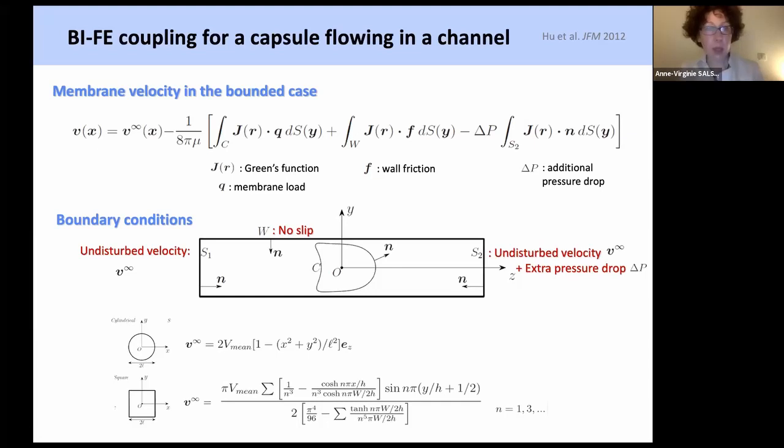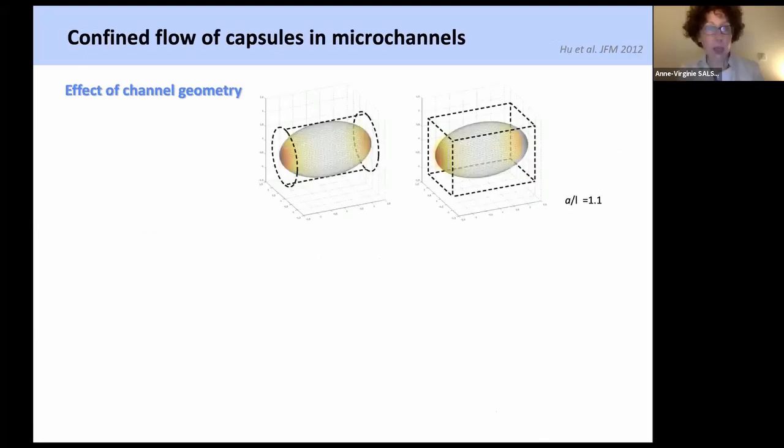So now let's look at the results. Here I'm showing you a comparison between a simulation in a cylindrical channel and a simulation in a square channel on the right. It will be interesting because experimentally we can use both. Either we use small cylinders, which can be glass capillaries, or we use microfluidic channels. And as you know, because of soft lithography techniques, we always create channels with straight walls, so they end up being square or rectangular channels. So it's important to be able to know the capsule deformation in such a situation.